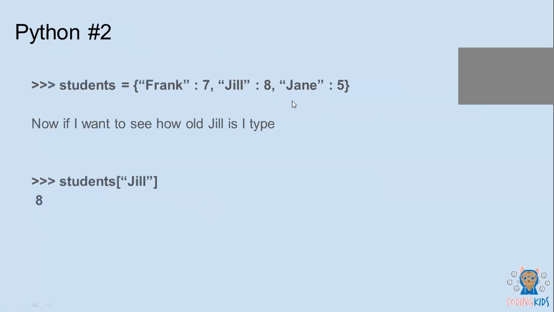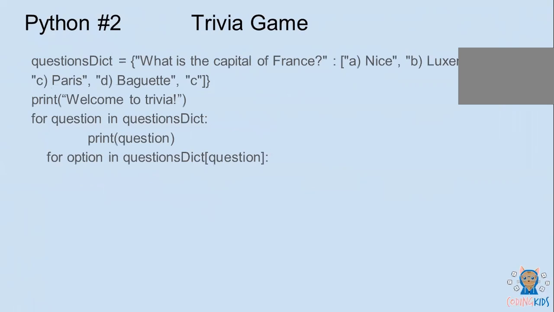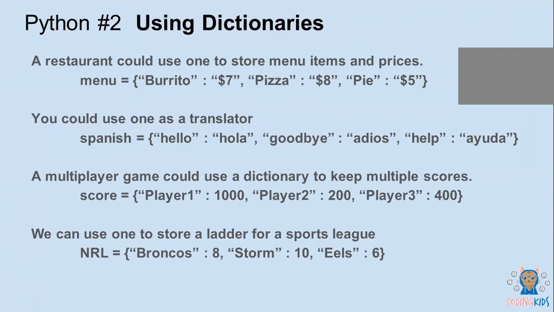So Jack is 11. Jill is 8. What's the age of Jill? So we'll have students Jill, and the answer is 8. What's the age of Jack? So we've got students Jack, and the age is 12. Okay, so we can use dictionaries.